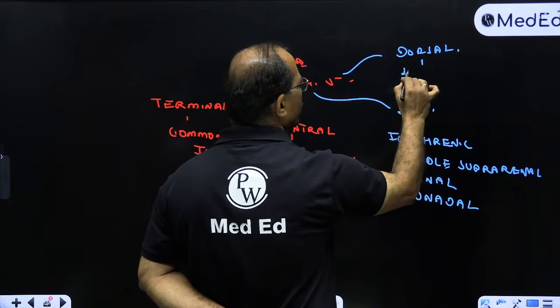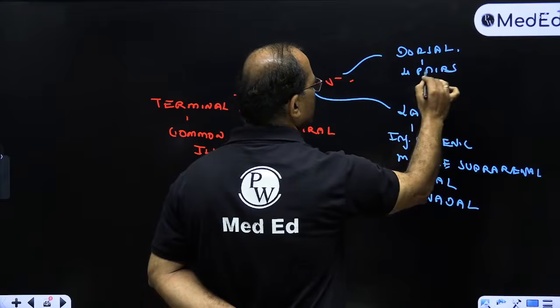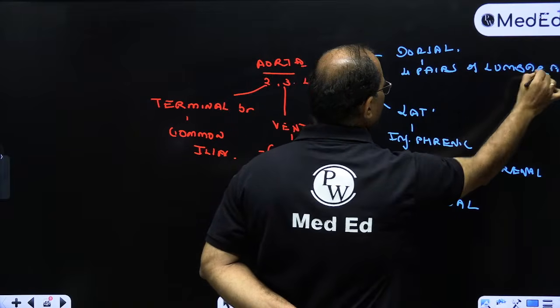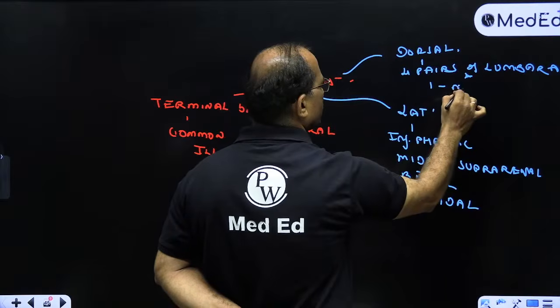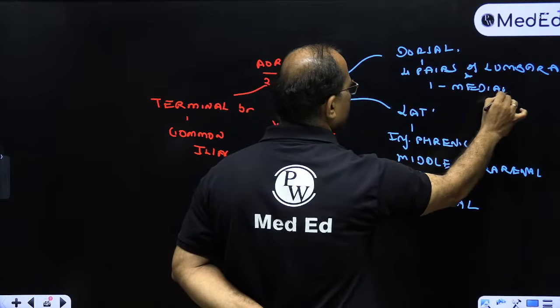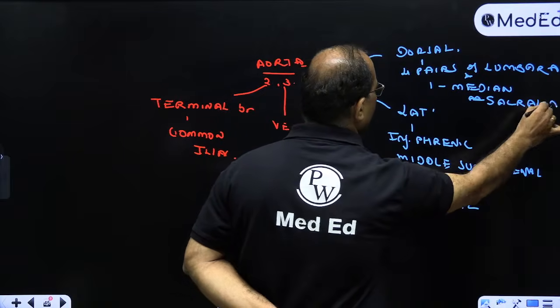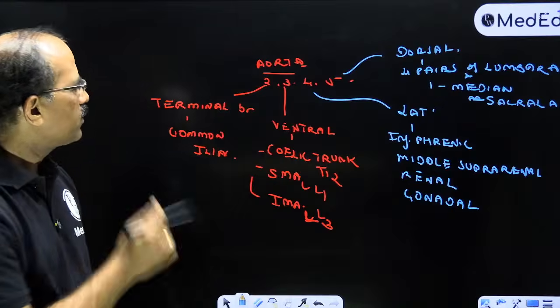In the dorsal branches, four pairs of lumbar arteries and one median sacral artery.